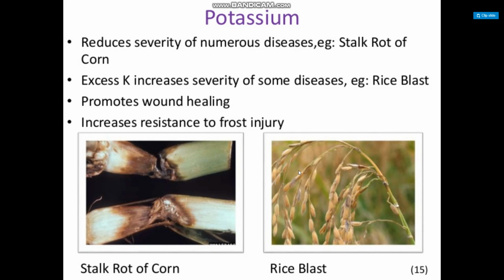The third nutrient, potassium, reduces the severity of numerous diseases like stalk rot of corn. Excess potassium increases the severity of some diseases like rice blast. It promotes wound healing and increases resistance to frost injury. In the first image, stalk rot of corn, and the second one is rice blast.